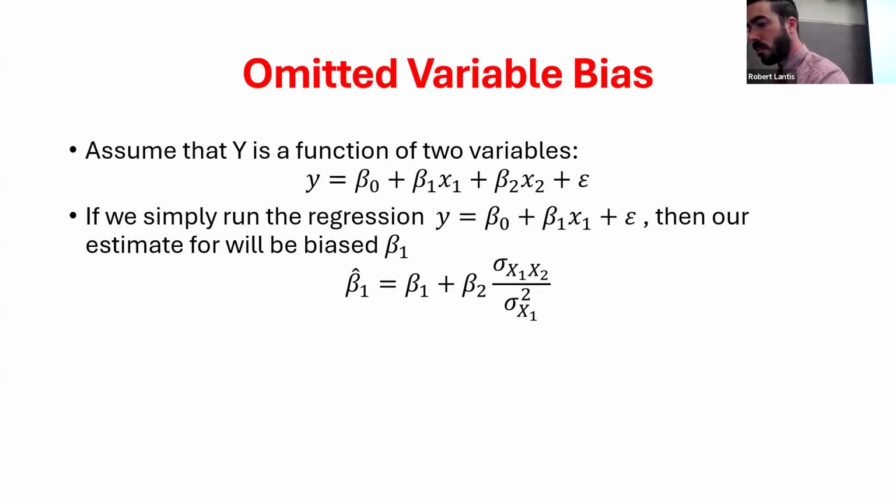I just told you that that bias is equal to whatever impact that variable would have had on Y if you put it into your regression, times the covariance between those, the variable you included and the variable you left out, and then divided by the variance of the variable you included.